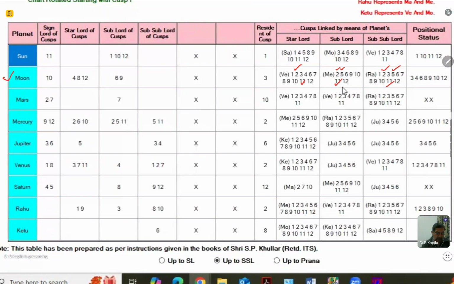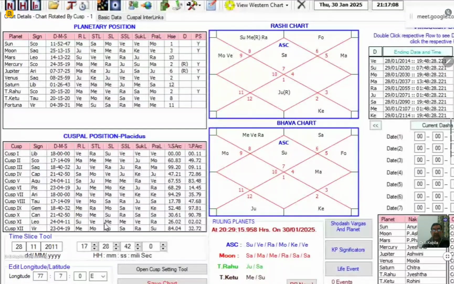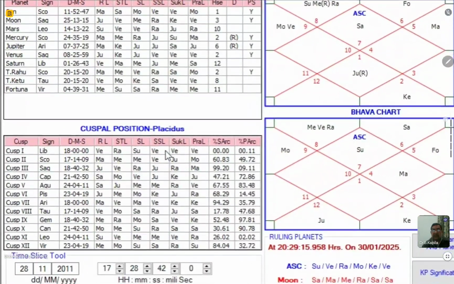Is this point clear? Yes, sir. Clear, ma'am. Clear. Sir, kindly repeat once again, sir. See, required cusp for the event. So the chart is genuine.